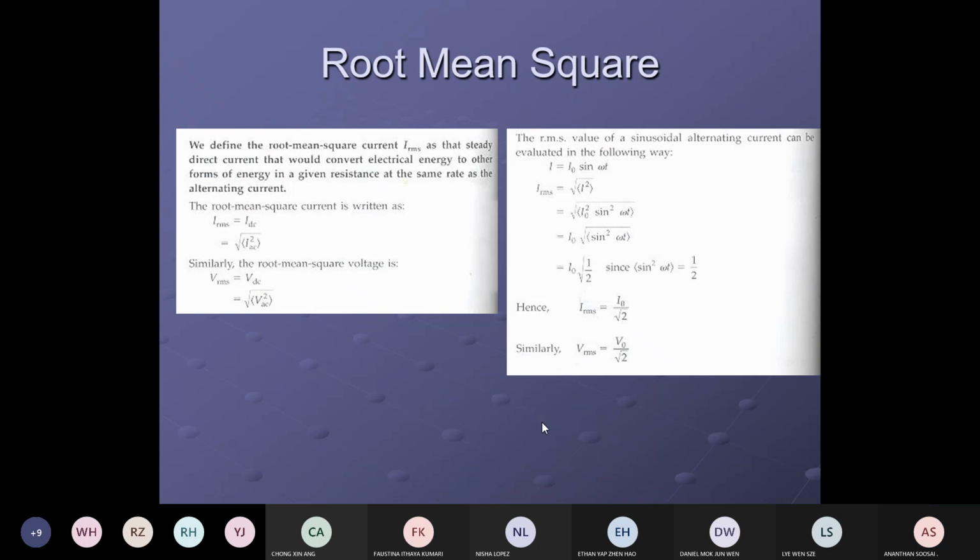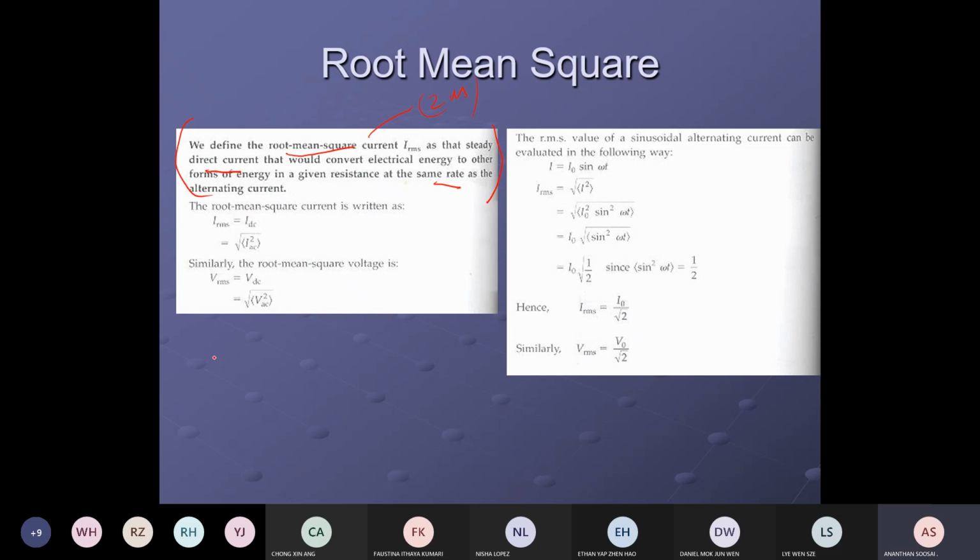So this is the famous definition for alternating current. In the exam they will ask, what is meant by root mean square value? It's a 2 marks question. Define what is meant by the root mean square value of alternating current. We define the root mean square current, IRMS, as the steady current equivalent to a steady current that would convert electrical energy to other forms of energy in a given resistance at the same rate as the alternating current. So that is the RMS value.